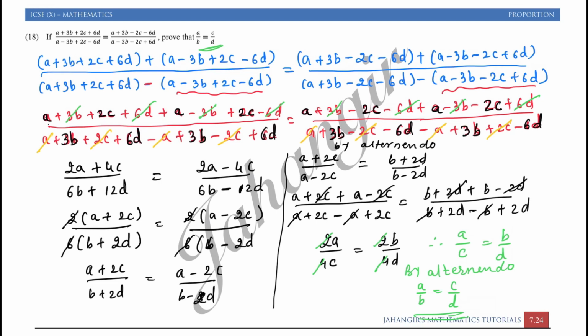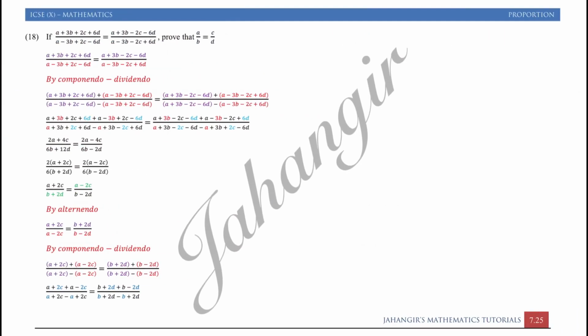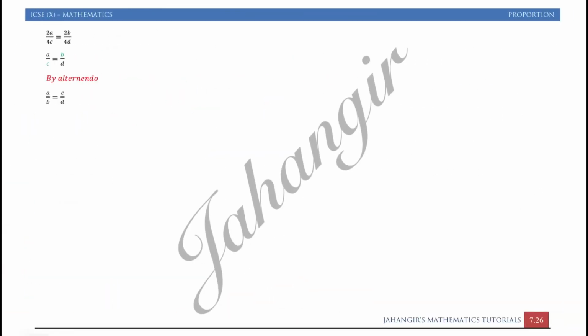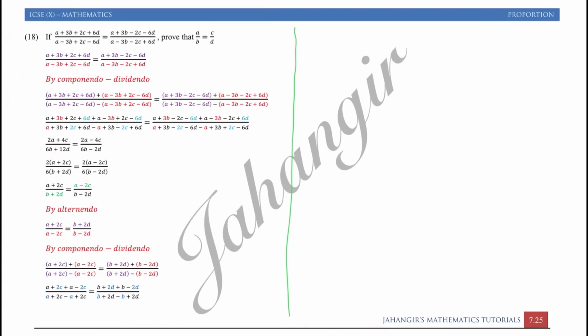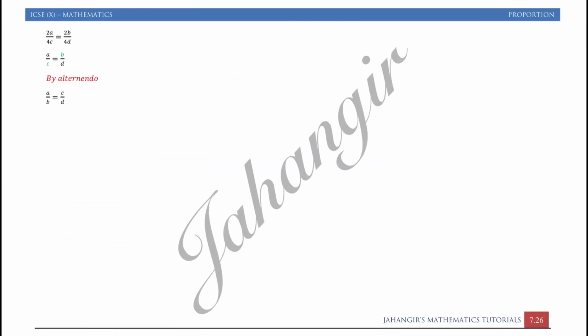Next page, pause the video, write down. In the next page I had written in the proper format with all steps. Just go through these steps. In this question we are taking 2 times componendo dividendo and 1 time alternando. Oh sorry, 2 times alternando. See here we took alternando, then again componendo dividendo. Next step here alternando, hence we get final answer.